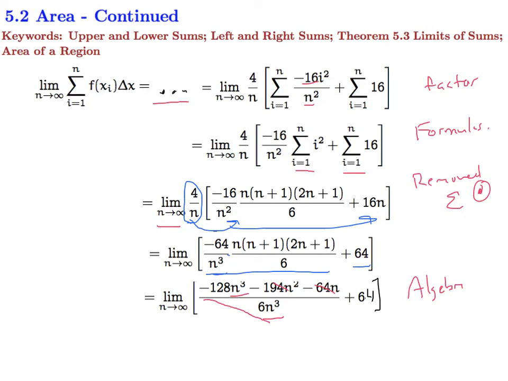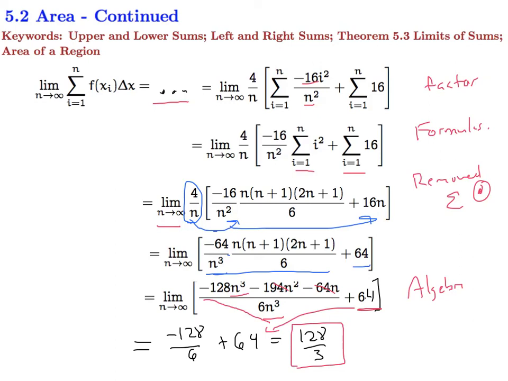So what happens when we compute the limit is we're going to get negative 128 over 6 plus 64, which we run through our calculator, and we're going to get 128 over 3. Now a big thing to remember is that this 64, since it doesn't have an n in it, as n gets bigger and bigger, it's unaffected by it, so that's why it just comes down as 64. So this means our final answer, our area underneath this curve, is 128 over 3 as a fraction.